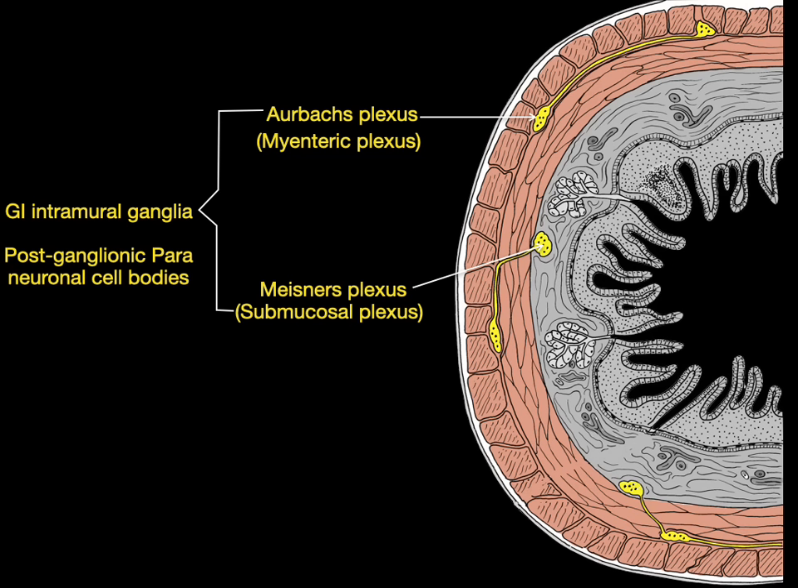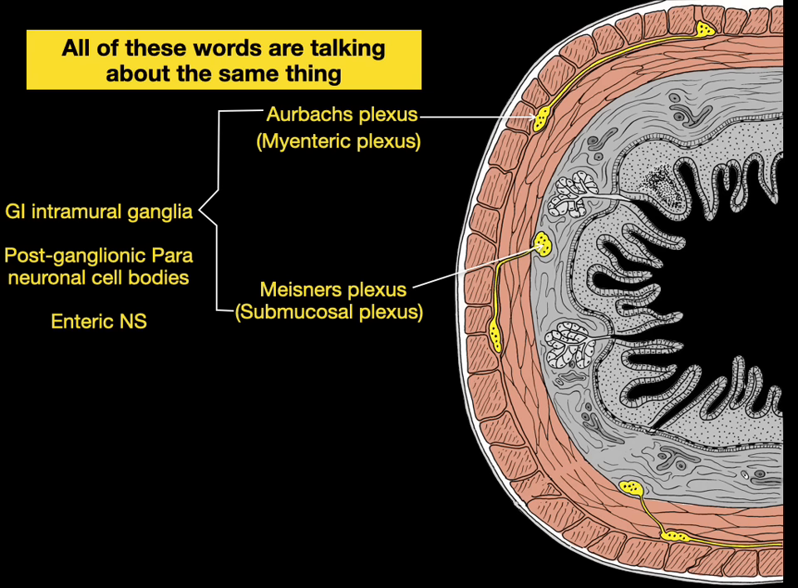But we have another name for it. It's just the enteric nervous system. All these words are talking about the same thing: the neuronal cell bodies that line the wall of the gut tube, either in the submucosal plexus or myenteric plexus, that help with its functioning. All of these are derived from neural crest cells. They're talking about the same thing. Yeah, thanks, anatomists.